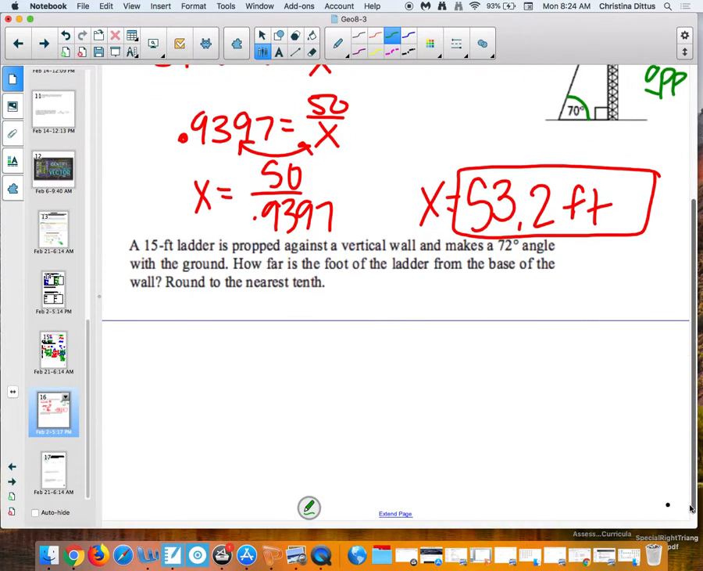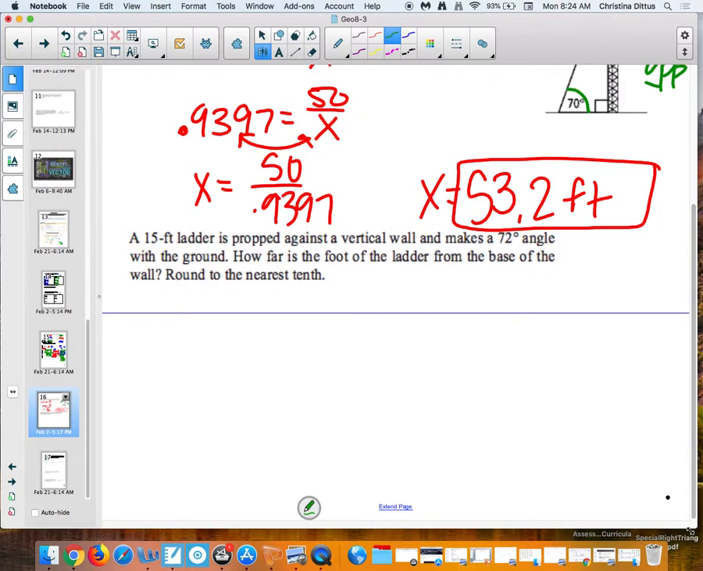Alright, guess what? We gotta draw a picture. A 15-foot ladder is propped against a vertical wall. Here's a wall. Here's the ladder. It's got steps on it. How long is my ladder? 15 feet. Here's my ground. It says it makes a 72-degree angle with the ground. So where should my 72 go? Right on the corner. Yeah, down here.